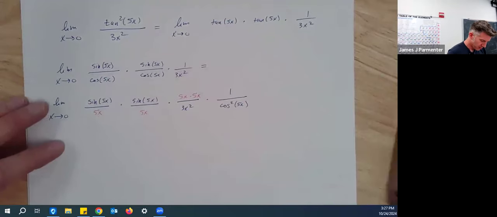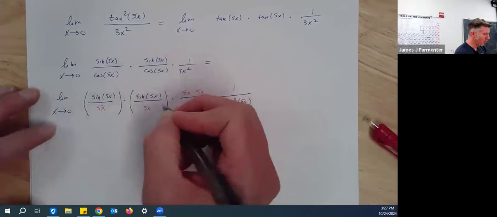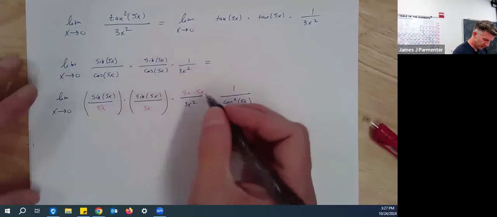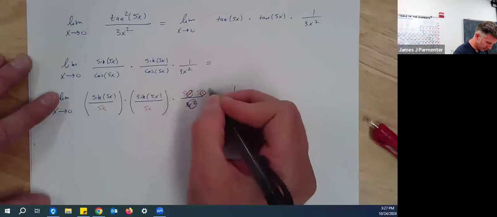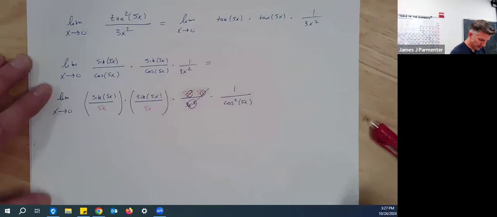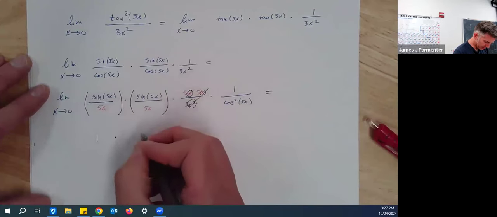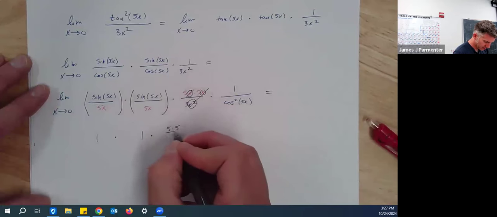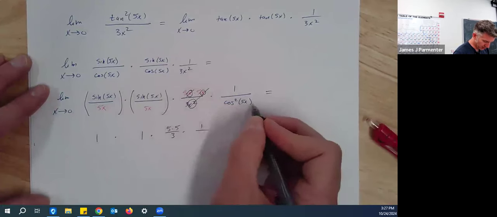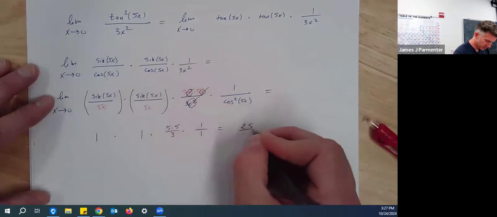Now, each of these things in parentheses is going to have a limit equal to 1. And this thing over here, the x times x divided by x squared, those cancel each other out. So we're left with something that has a limit of 1 and something that has a limit of 1, times 5 divided by 3, times 1 divided by cosine of 0, which is 1. So we're left with 25 over 3.